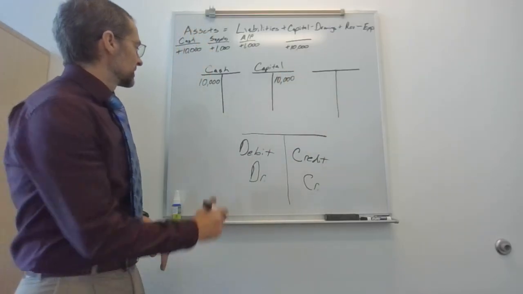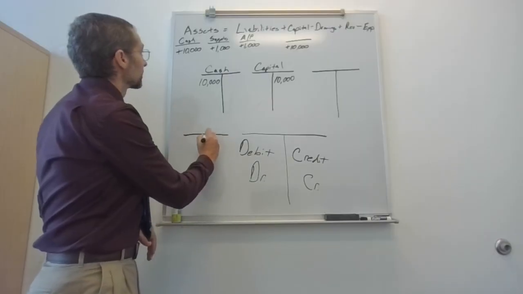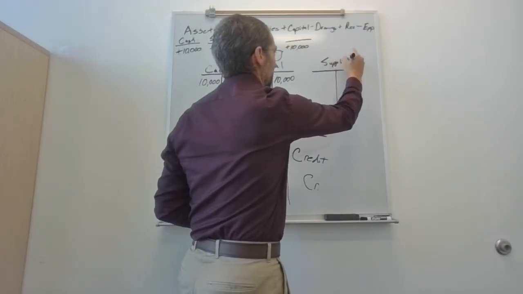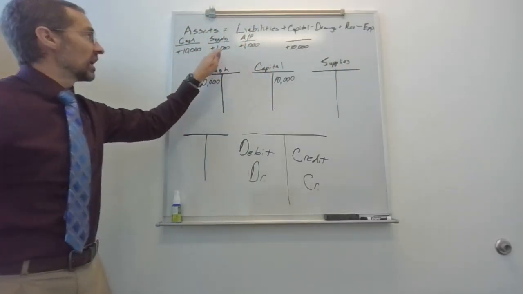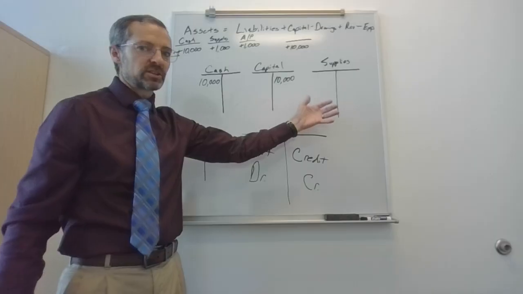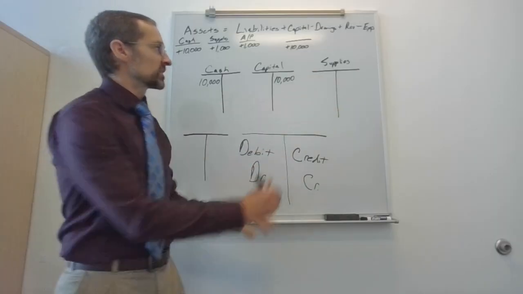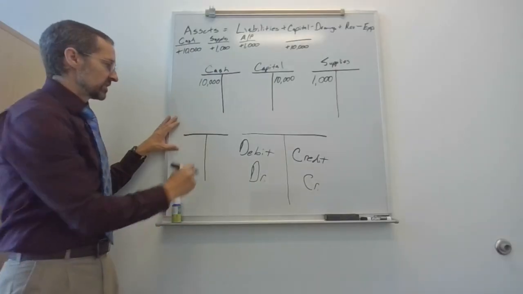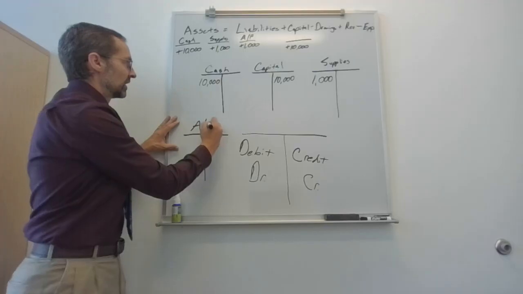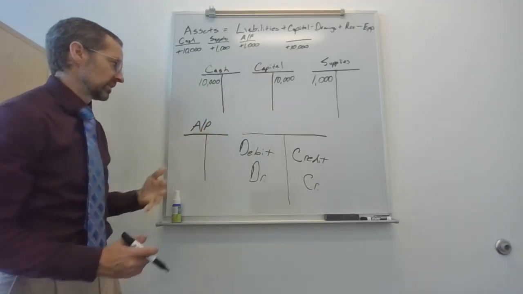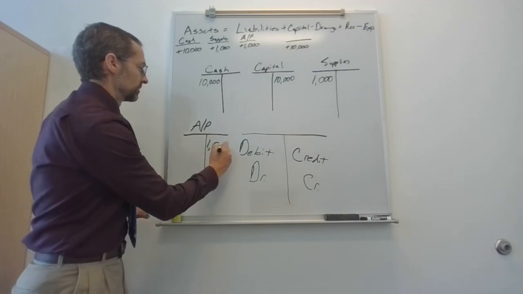And our other transaction, we're going to have to create another one here. We had supplies, which was an asset. And supplies going up is 1,000. And I happen to know if supplies are going up, I need to write it on the left side. The other account in that transaction was accounts payable. And if a liability goes up, I happen to know again that it goes on the right side.